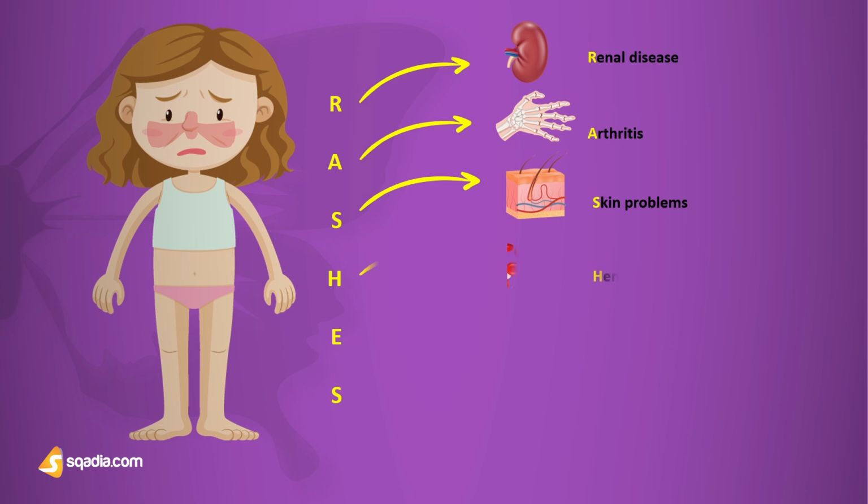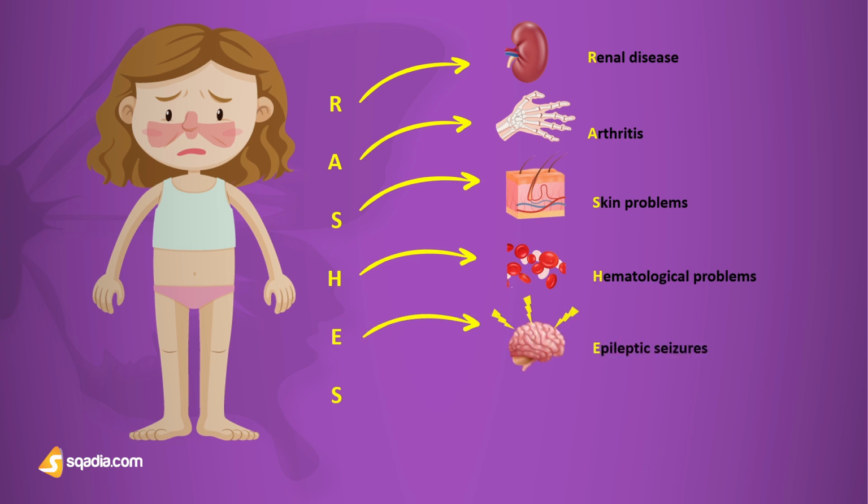And H for hematological problems, which are anemia, thrombocytopenia, and leukopenia. E for epileptic seizures, and S for serositis, that is the inflammation of the lining of serous tissues, including pleuritis and pericarditis. Now, as we already discussed, SLE affects different organs, so its symptoms are way more generalized. While in MS, you will notice that their symptoms are more related to the nervous system.